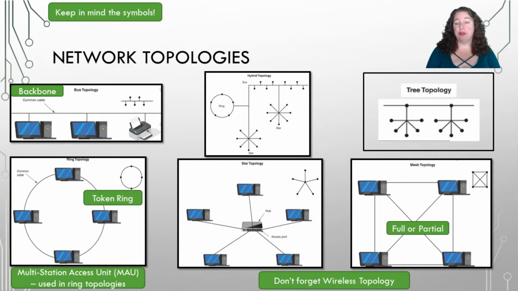These can sometimes be referred to as a token ring, which we'll talk about later, and they can have what is called a multi-station access unit kind of in the center, helping to maintain that ring. Again, we'll talk about that a little later in this chapter.